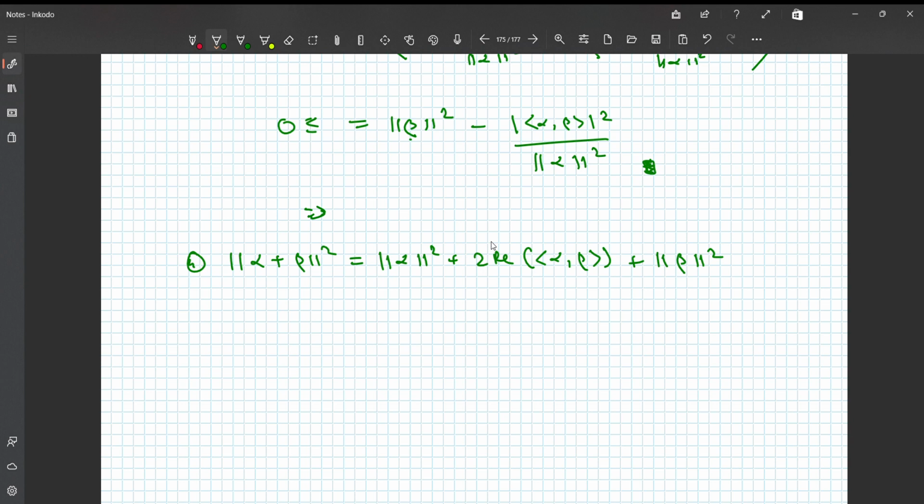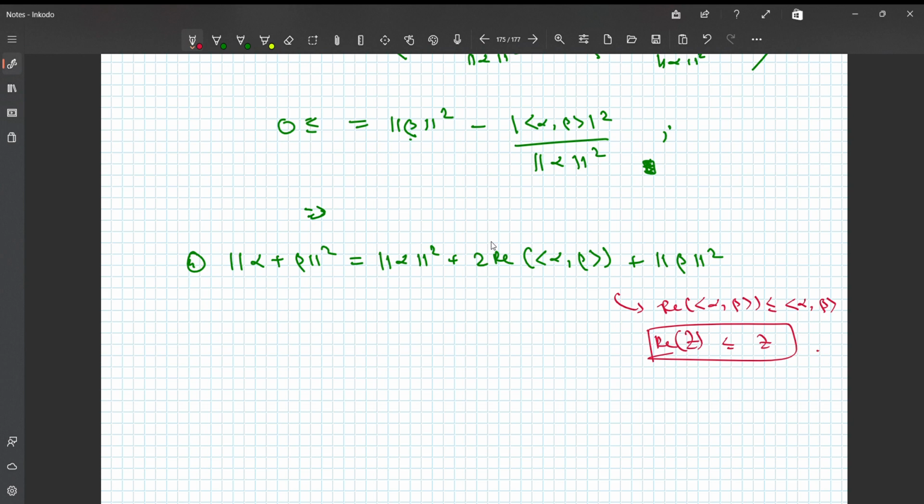But observe that the real part, I just write it down here. The real part of the inner product of alpha beta must be less than or equal to the inner product of alpha beta, right? Because if you start with any complex number z, then the real part of z must be less than or equal to z.